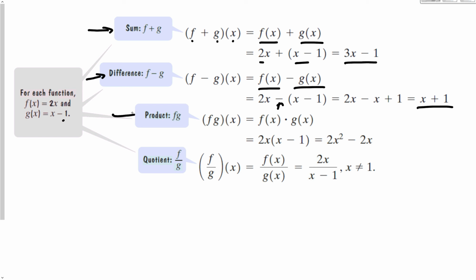The product of two functions is just f of x times g of x. Just distribute the 2x to get my answer of 2x squared minus 2x.